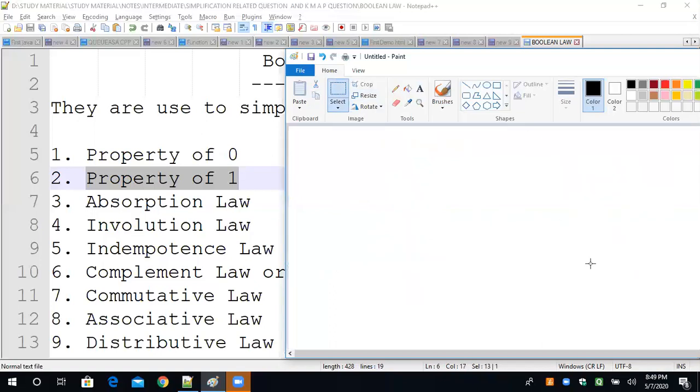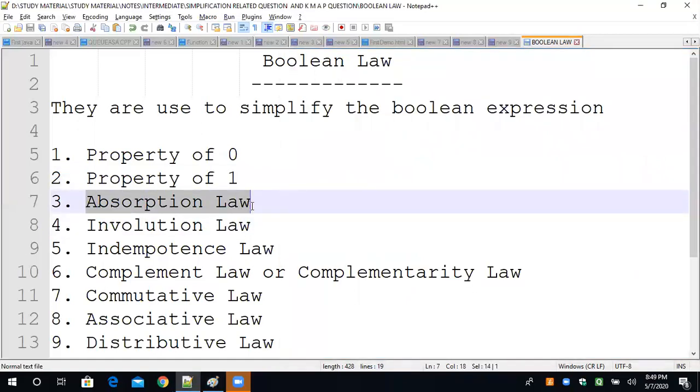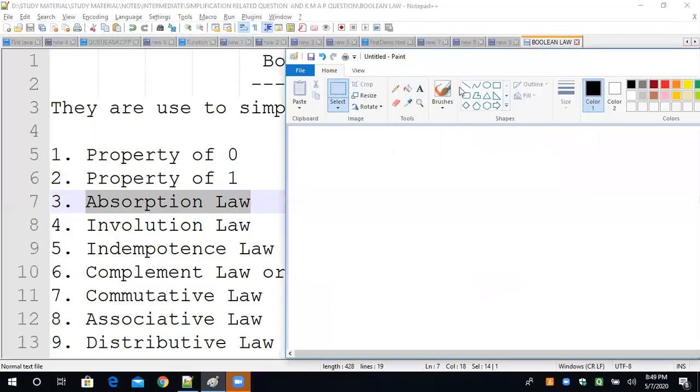Now my second law is the absorption law. I'm just copying this absorption law. The third law is the absorption law.